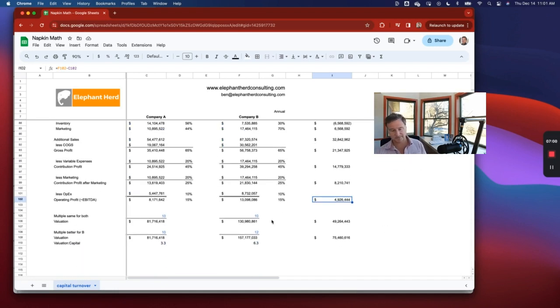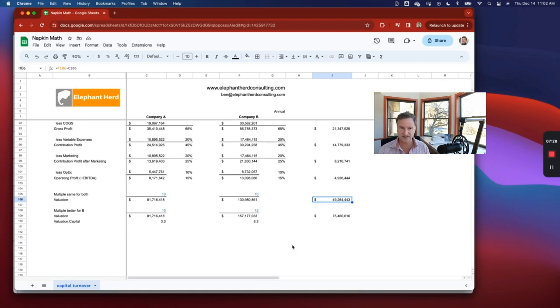Now, let's think about valuation. Let's say times are good. Both these companies are able to get a 10 multiple on their EBITDA. Well, in A's case, they get an $82 million valuation. And in B's case, 10 times a little over $13 million in EBITDA is $131 million in valuation. It's a $49 million difference, almost a $50 million difference in valuation between these two companies.